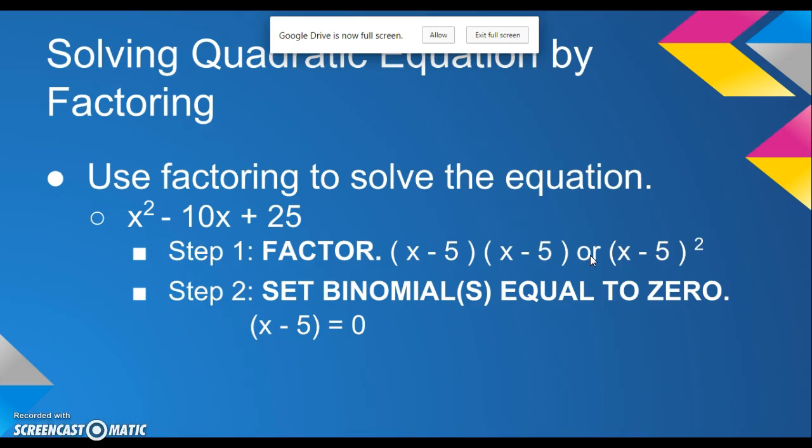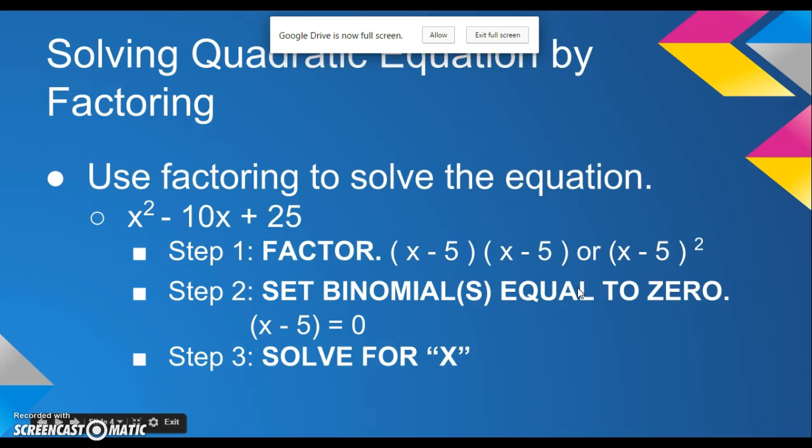And then step 2, set the binomial, or binomials, depending on if you have 2, equal to 0. Normally you'll have 2. So x minus 5 equals 0. And finally, step 3, solve for x. The answer is x equals 5, because there's only one binomial to solve in this particular situation.